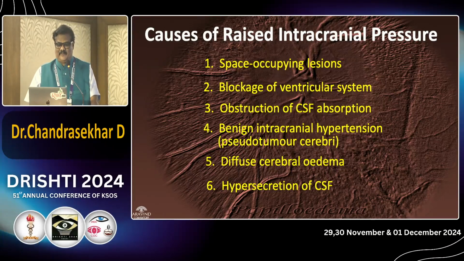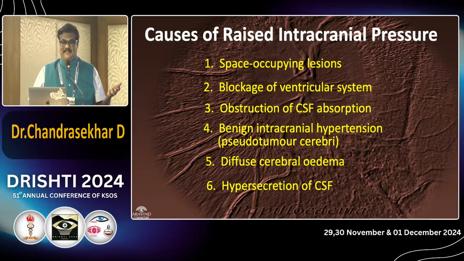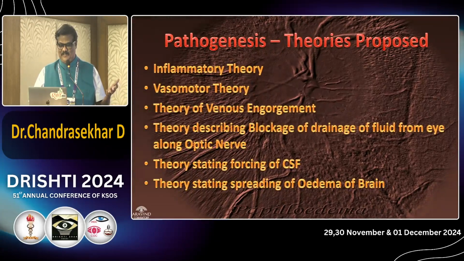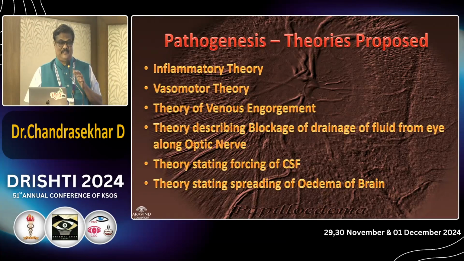Any space occupying lesion, blockage in the ventricular systems, obstruction to CSF absorption. So many things as shown here, including hypersecretion of cerebrospinal fluid. So there have been many theories proposed for how papilledema develops, starting from inflammation, vasomotor theory, venous engorgement, and so on and so forth.